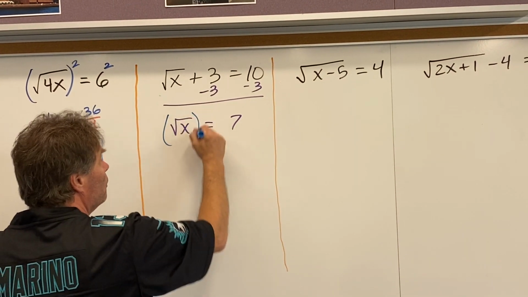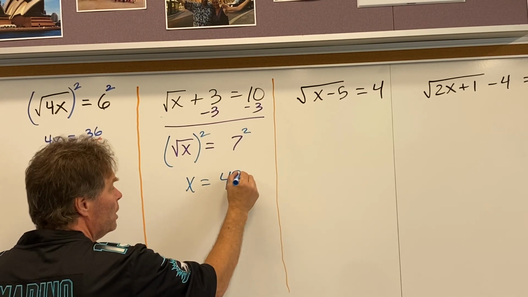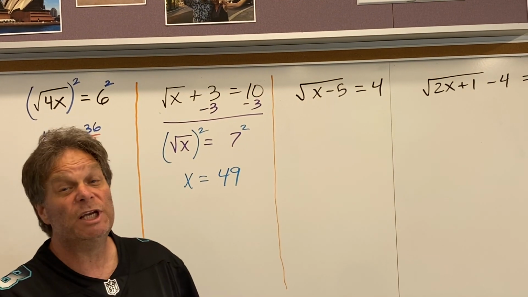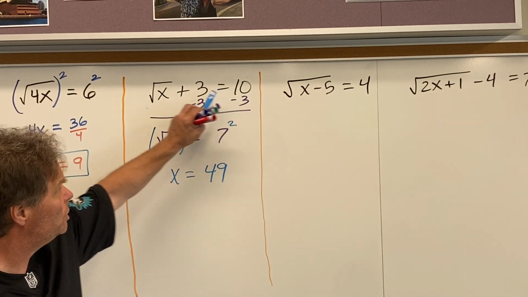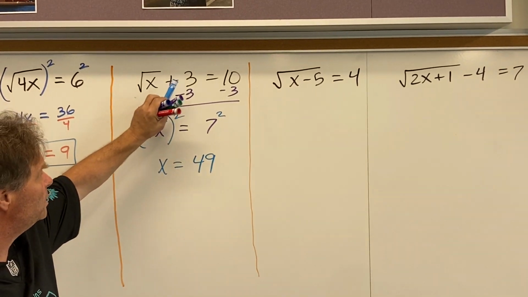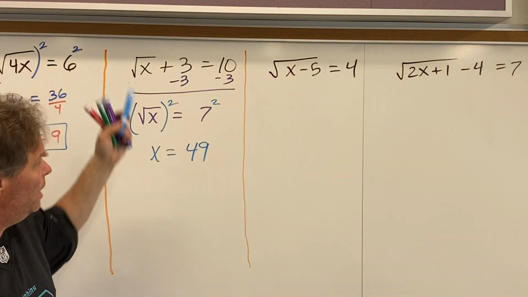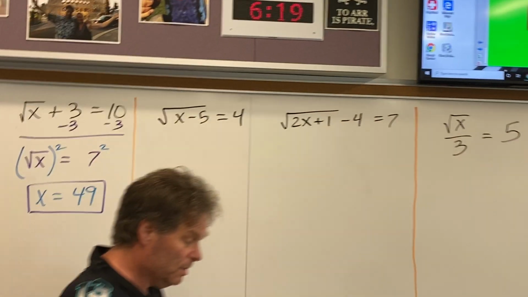Now square both sides of the equation and you get X is 7 squared, which is 49, my potential solution. Let's see if it works. Plug it back into the original equation here. Square root of 49 is 7, plus 3 equals 10. Checks out. It's a good solution. There you go.